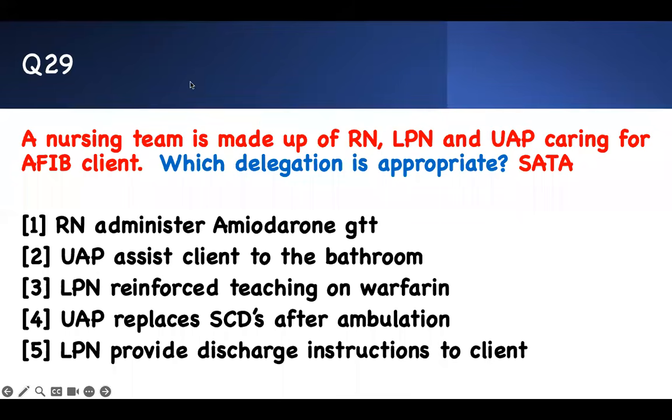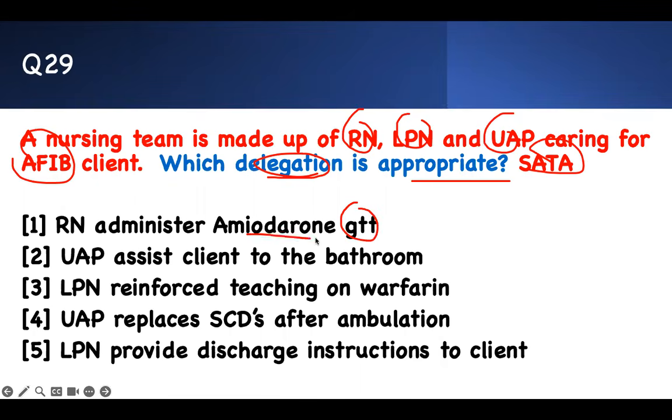Next question. Which delegation is appropriate? Select or apply. You pick those you know, you're confident. A nursing team is made up of RN, LPN, and UAP caring for an AFib patient. Which delegation is appropriate? RN administers a drip. Yeah, this is a high maintenance medication, so this is good. UAP assists client to the bathroom. So yeah, they don't have to worry about it. LPN reinforces teaching on warfarin. That's what they do. UAP replaces the SCDs after ambulation. Yeah, he walks the patient and he places the thing back.